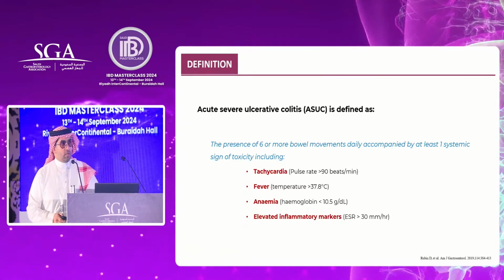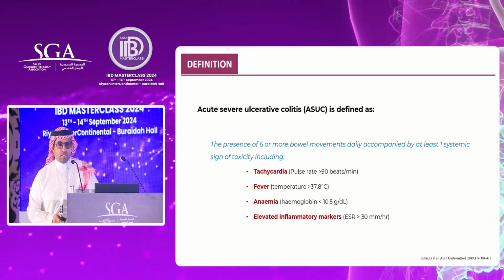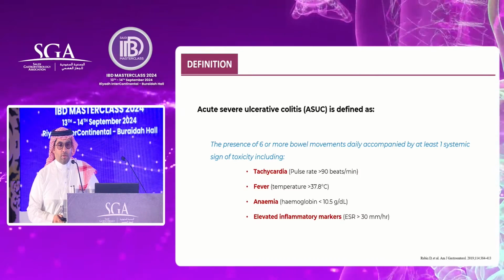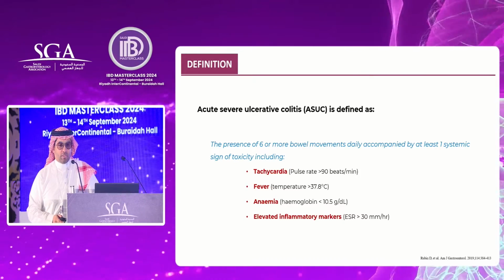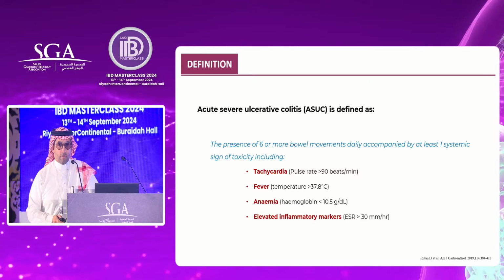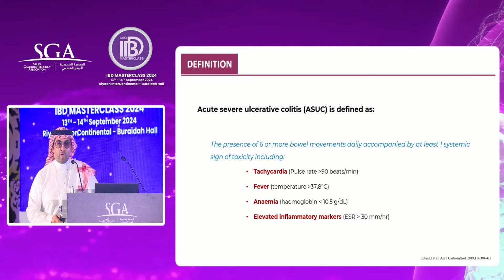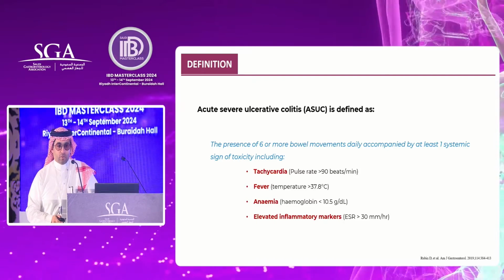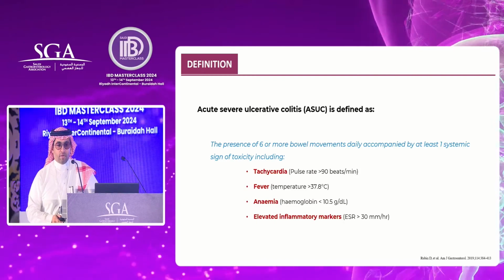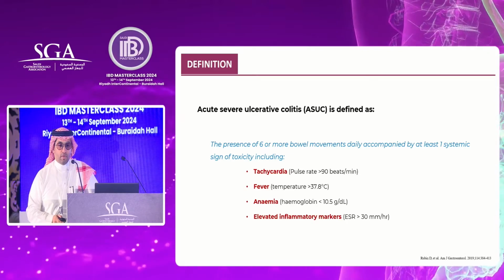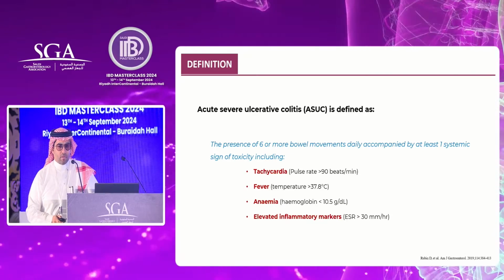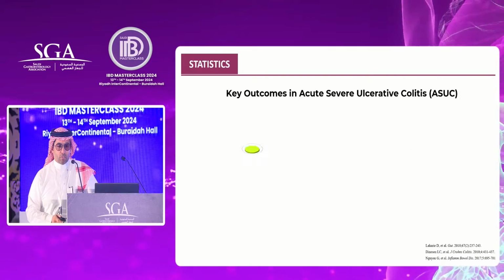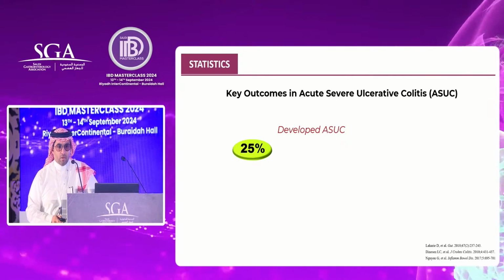So we know that acute severe ulcerative colitis is a serious condition. And the definition is the presence of 6 or more bowel movements accompanied by at least one systemic sign of toxicity: tachycardia, fever, anemia, or elevated inflammatory markers, either ESR or C-reactive protein.